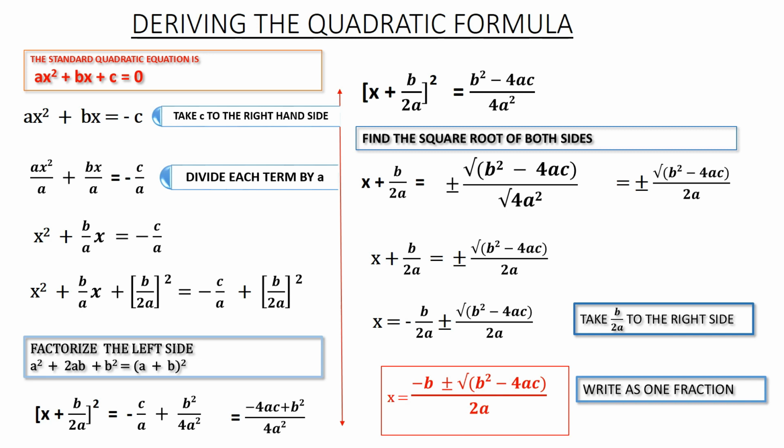The term in the brackets in the numerator, b squared minus 4ac, is called the discriminant. We're going to see how useful that is in another video.